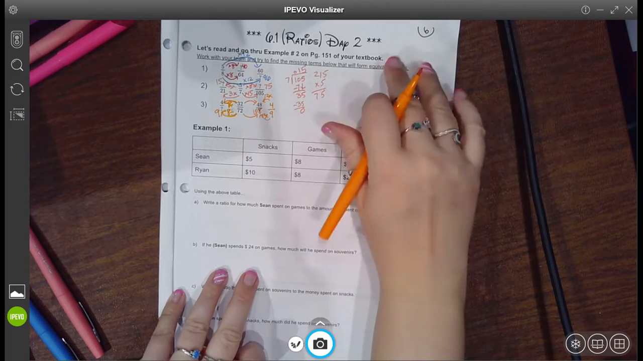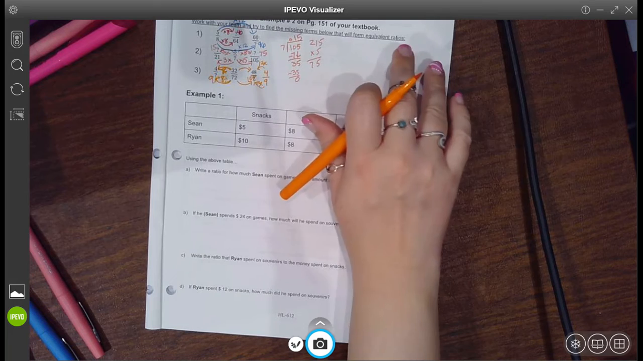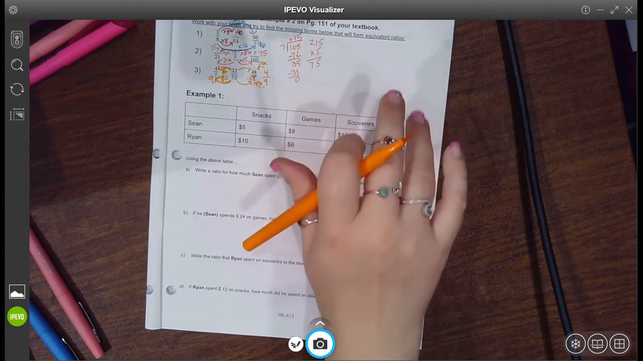Okay. Hopefully you did fairly well on those. We're going to use that same logic for some of the other problems later on.